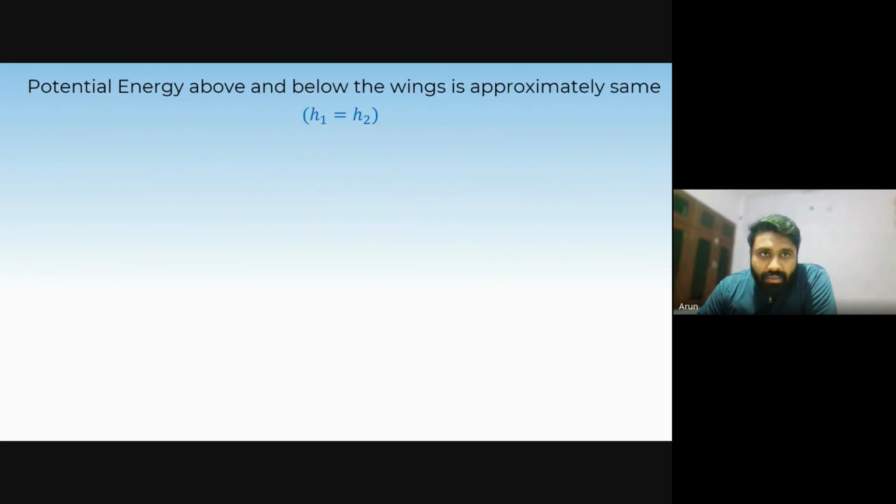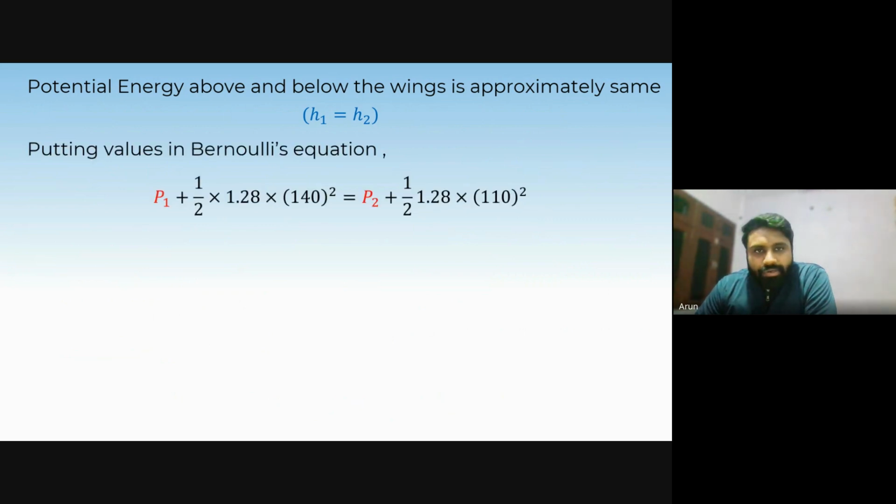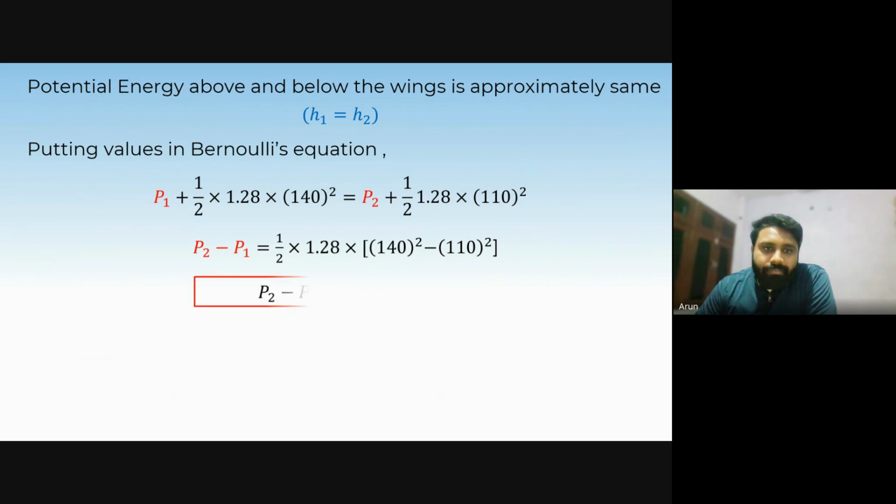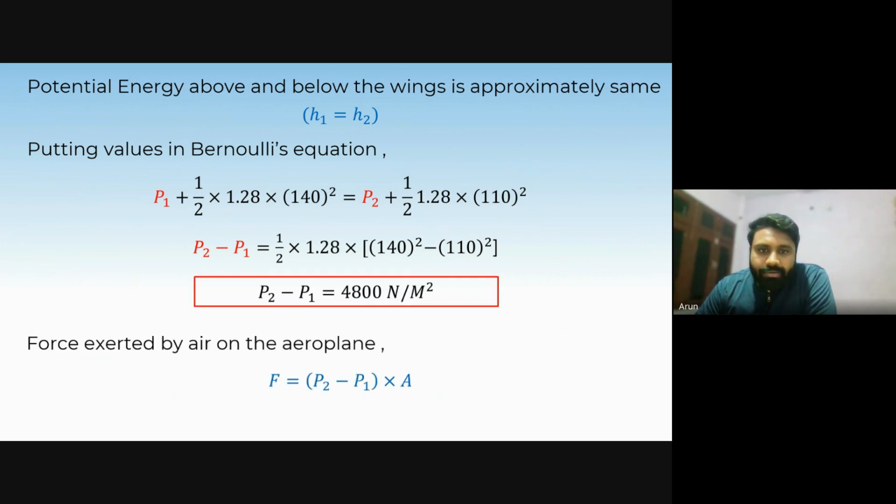Now the potential energy is approximately the same, because this wing thickness is very small, so we can neglect it. So the potential difference is the same. So here we are only left with the pressure difference and the velocities. Velocities we already know. We put in the values and find the pressure difference, P1 minus P2, in Newton per meter square.